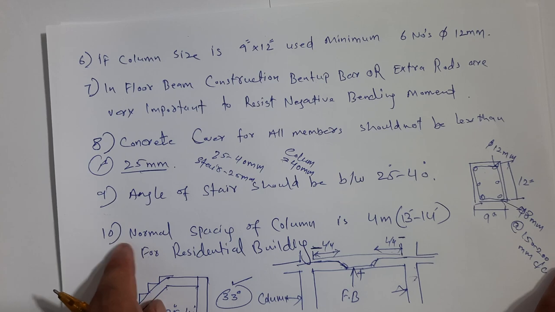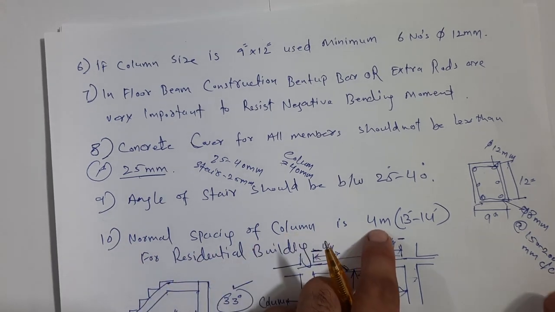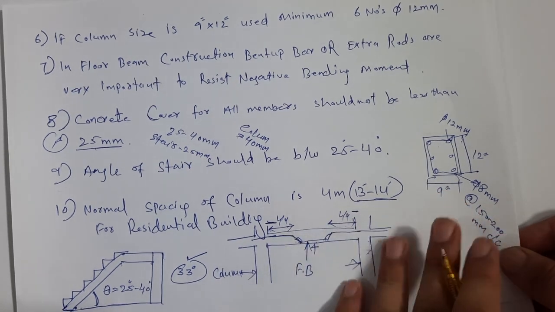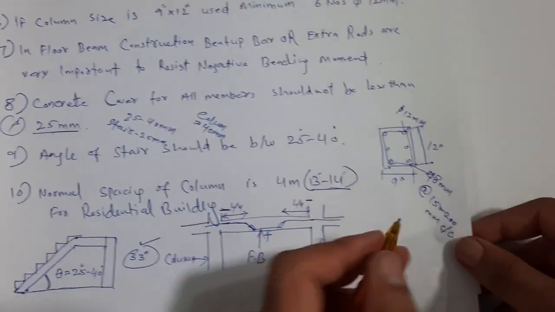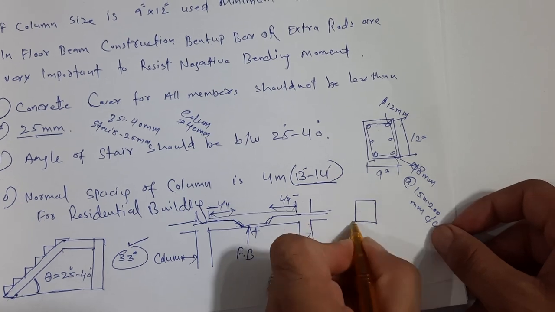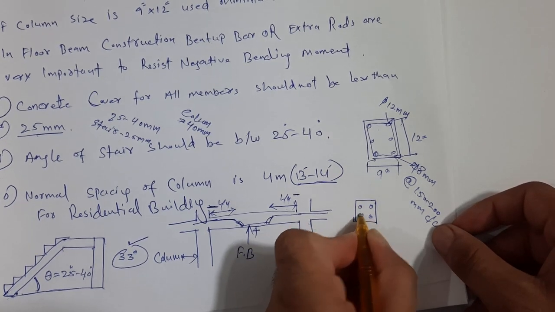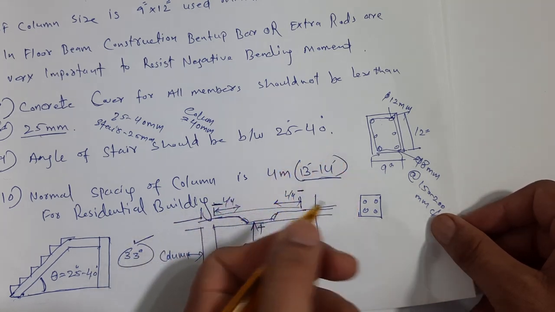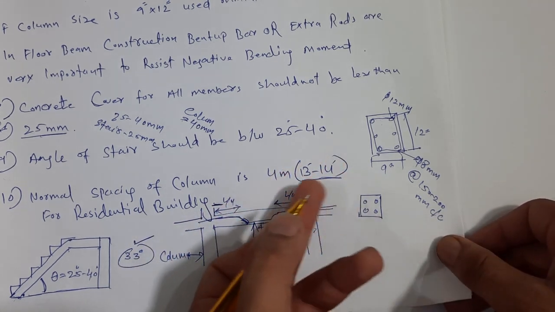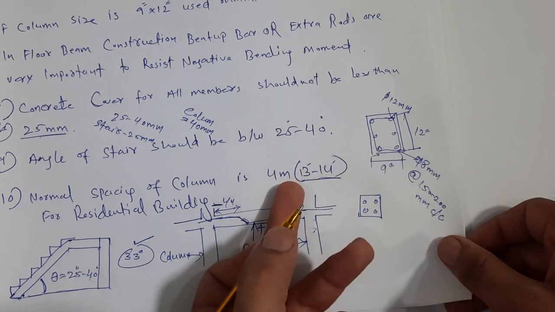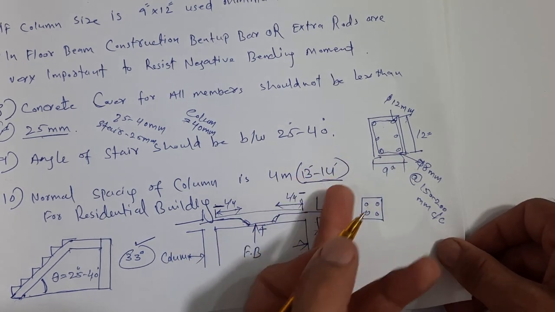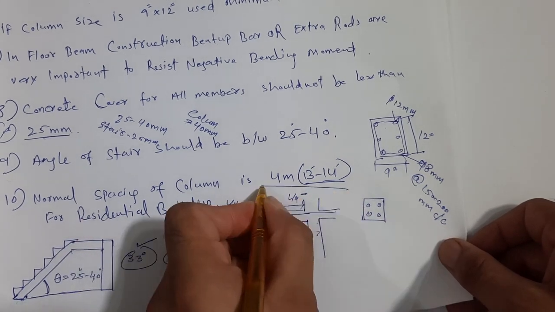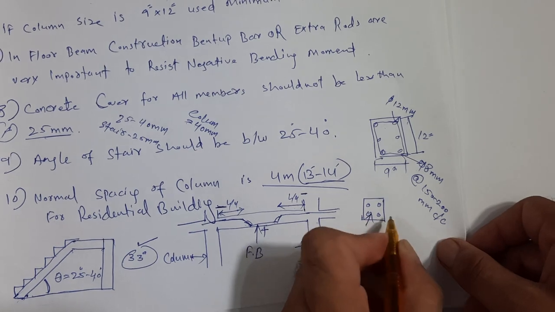Next, guys, the last one is normal spacing of column is 4 meter. For normal residential building you can keep up to 13 to 14 feet. Okay, so you can decide the size of the column, so you can keep up to 9 by 9 inches, no problem. You can use it for single story, okay, for 1 story. If you are going for 2 story, so you can increase the size of column, which will be 9 by 12 inches, 6 steel rods for 13 to 14 feet for single story. So you can keep 4 meter span, and you can use 4 bars, 9 by 9 inches.